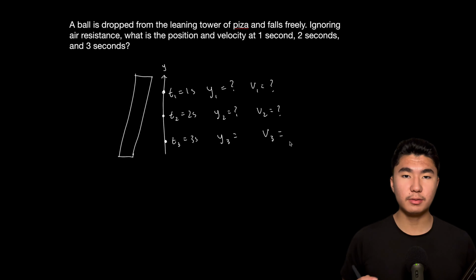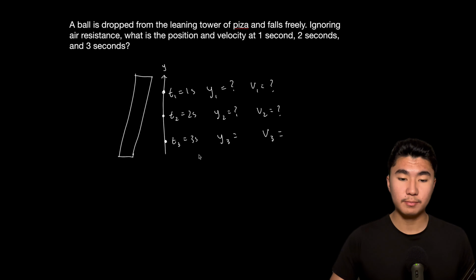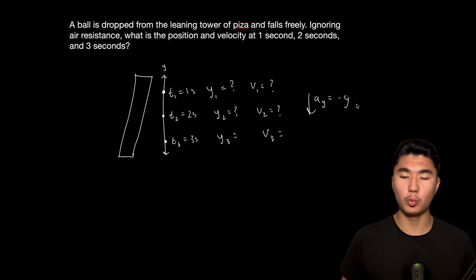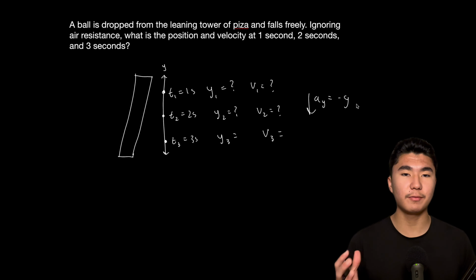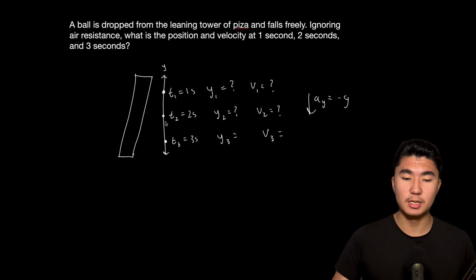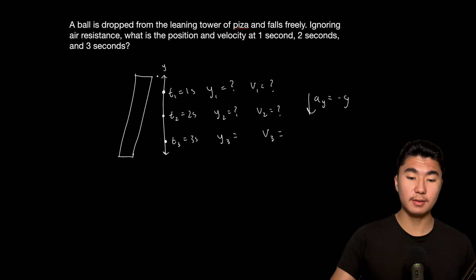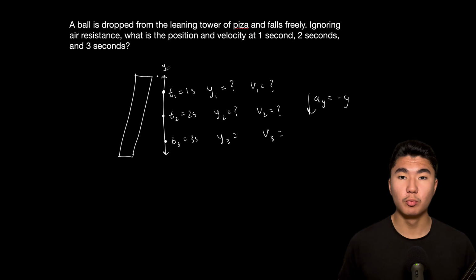Now, one thing we do know, though, is that this motion of the ball going down is going to be due to acceleration due to gravity. So I could put acceleration of g_y, or negative g, just negative gravity. And the reason why our gravity is negative is because we've determined that the point of origin is somewhere over here. So anything down from that would be negative, because anything above our point of origin would be positive.